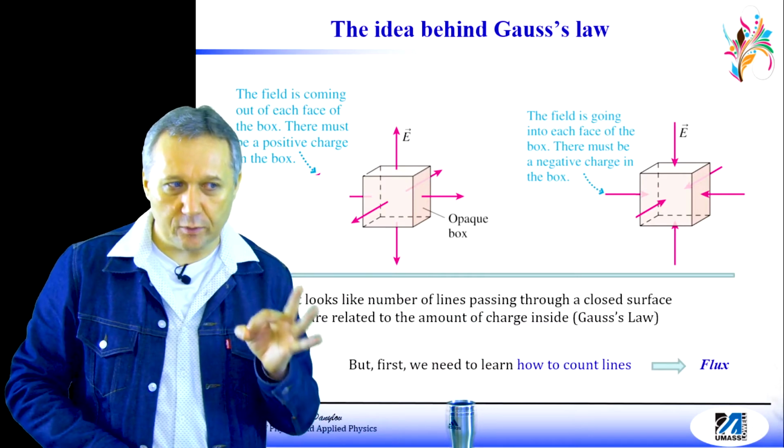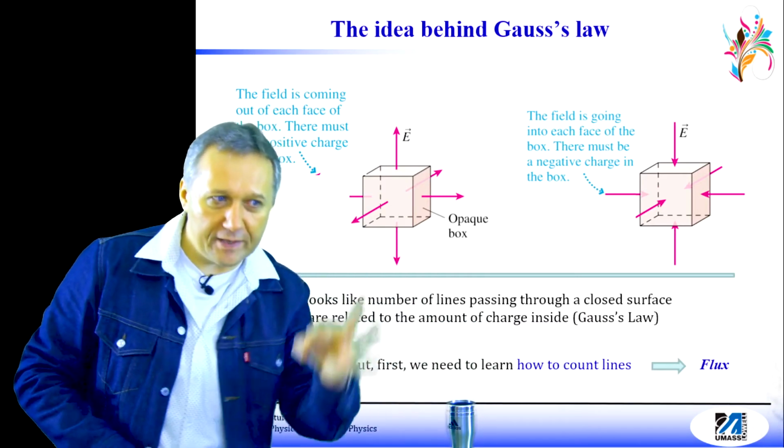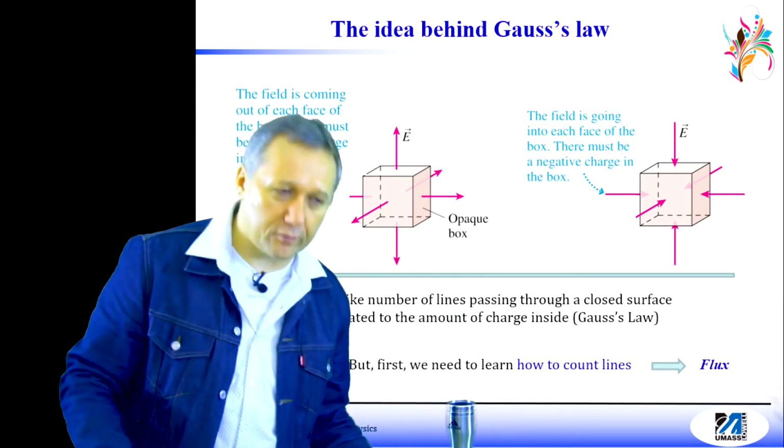Again, the physical meaning of the electric flux: the number of electric field lines crossing any surface.